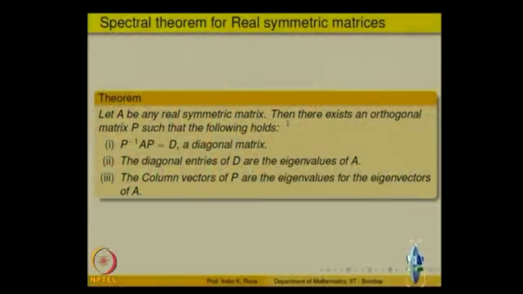And this says that for a real symmetric matrix, this will always happen. So for a real symmetric matrix, there will be n eigenvalues, and there is a basis consisting of eigenvectors which form an orthonormal set. So there is a basis consisting of orthonormal vectors. That is what is called the spectral theorem for real symmetric matrices.